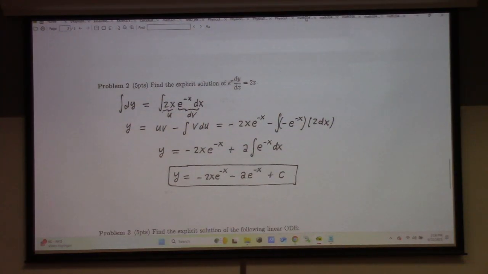Then find the explicit solution of e to the x dy dx equal to 2x. Well, we separated and then we integrate by parts, right? Need to know integration by parts. I said in the announcement, but I'll repeat again here now.